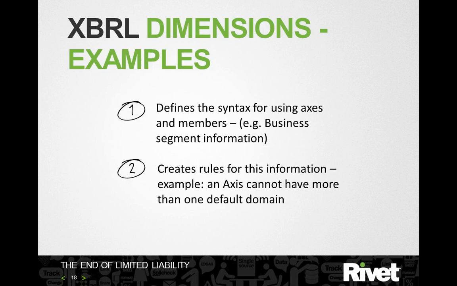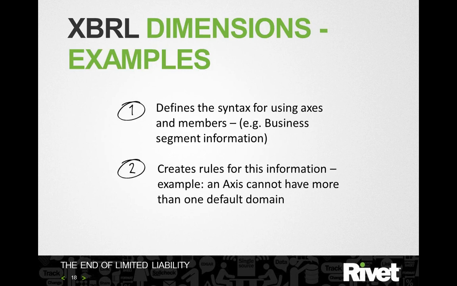Another one is XBRL dimensions. The XBRL dimension specification really focuses on all the dimensional information, which is expressed with axes and members. Filers that have now all done detailed tagging are probably a lot more familiar with dimensional information. It often comes up in business segments. And the dimension specification creates syntax requirements that an axis must have a default domain and that it can't have more than one default domain within the same file.